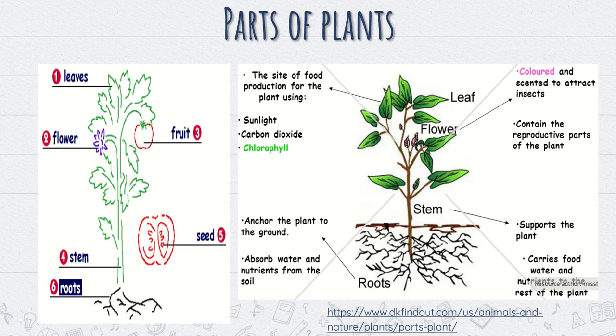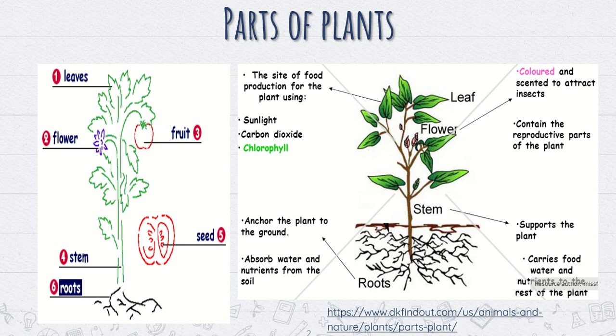Okay, the next one is number 3, the fruit. Fruit provides covering for seeds. Fruit can be fleshy like an apple, or hard like a nut. Okay, in number 2 you can find the flower. Flowers are the reproductive part of most plants.